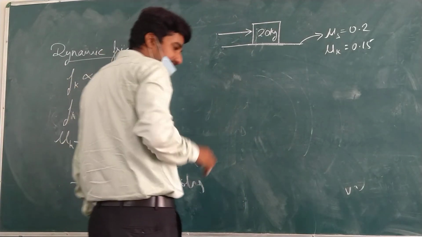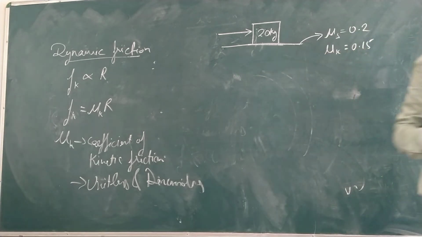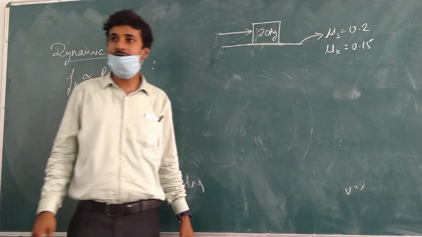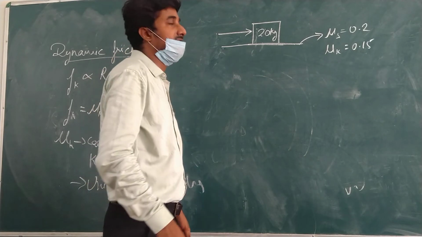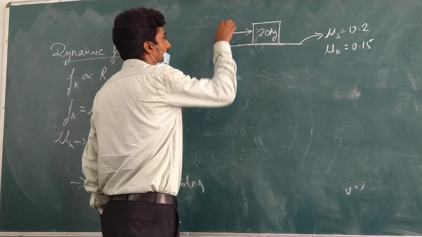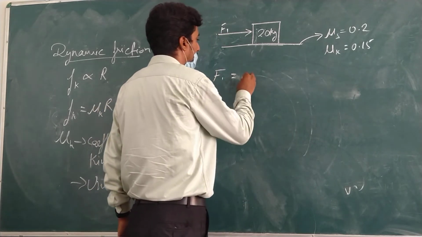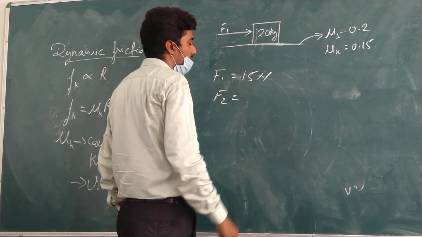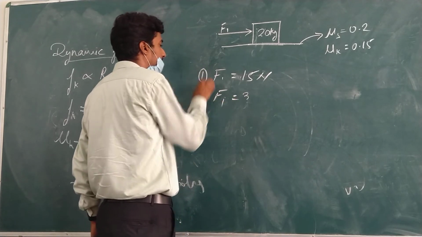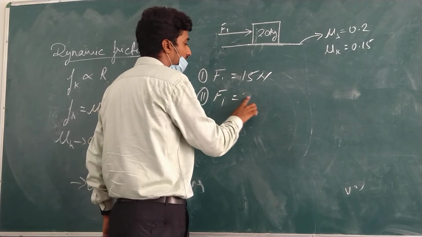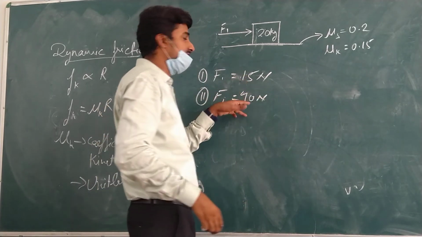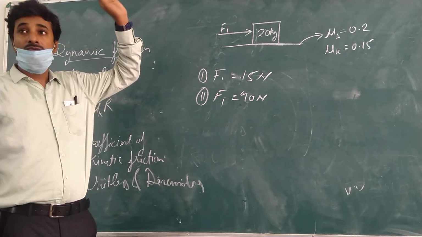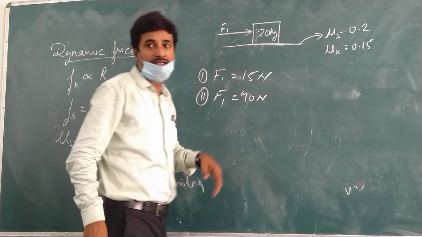Calculate the value of acceleration, static friction, kinetic friction, if the external force F1 is equal to 15 Newton. This is the first part. And when F1 is equal to 40 Newton. In which case will static friction be applied, and in which case will kinetic friction be applied, and what is the acceleration at that particular instant? Just you have to tell me that.